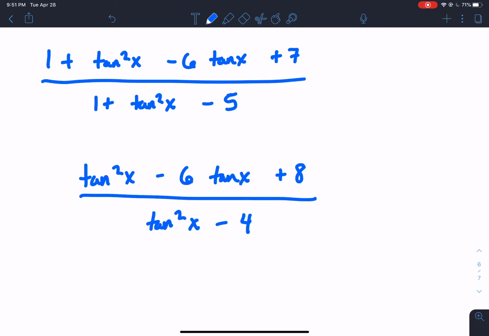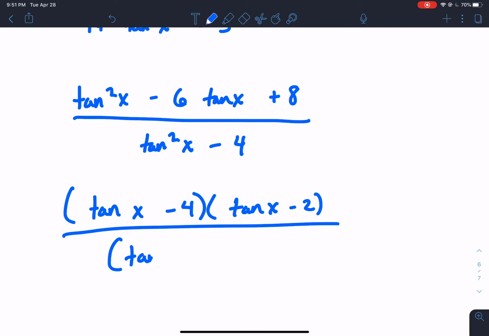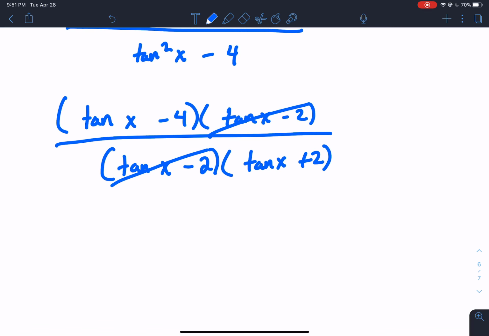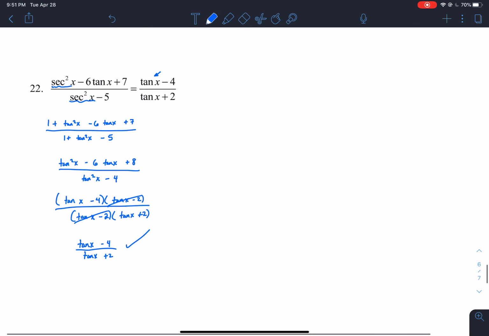Okay, now in the top, it's like you got a squared minus 6a plus 8, right? How would you factor that? Well, factors of 8 that add up to be negative 6. So you got minus 4 and then minus 2. Then on the bottom, you got tan of x minus 2, tan of x plus 2. So then those cancel, and then you're left with tan of x minus 4 over tan of x plus 2. And that's it. Okay, guys, so if you have any questions, let me know.